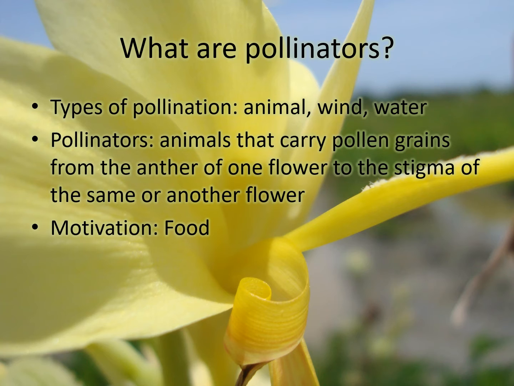The motivation is generally food, so I would like to stress this. Animals don't pollinate because they're trying to do flowers a favor. They pollinate because they are motivated by food. So there are different things that animals would collect from these flowers. In some cases, they would collect nectar. In some cases, they would collect pollen grains.